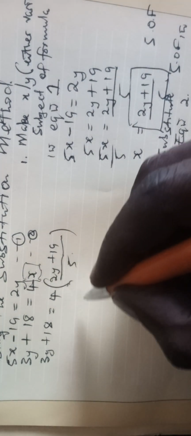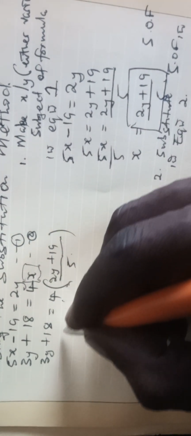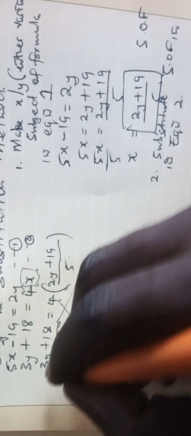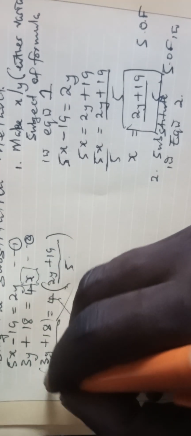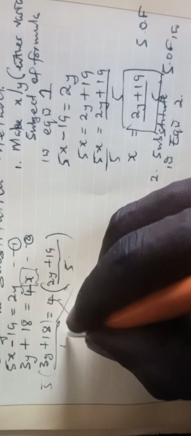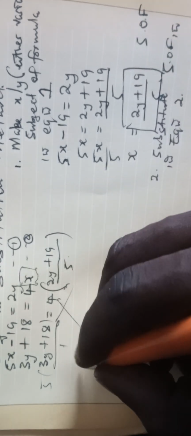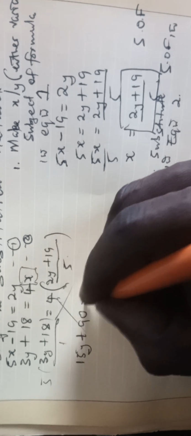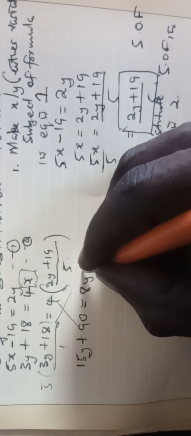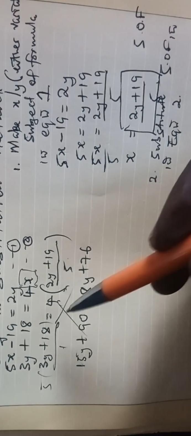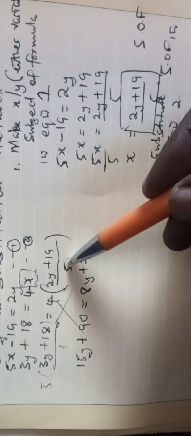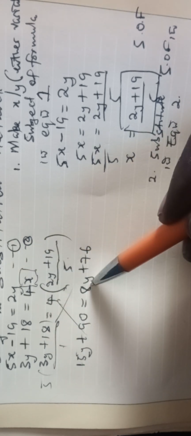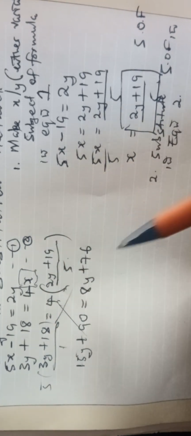If we simplify further here, we are simply going to have a cross multiplication, because this is all over 1. 5 is going to multiply everything on this side, right? And here 1 is going to multiply everything. So we will end up having 15y plus 90 is equal to 8y plus 76. Here we are going to clear this 5 by multiplying it on this side, and then 4 multiplied by 2y, you get 8y. 4 multiplied by 19, we get 76.